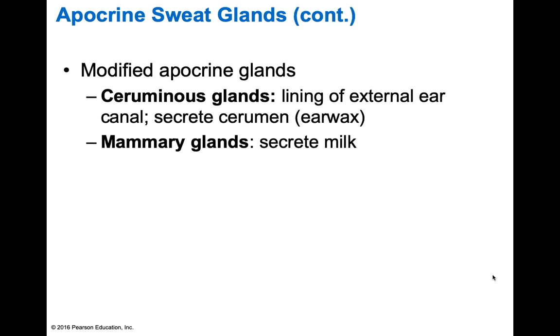We also have modified apocrine glands called ceruminous glands. These line your external ear canal, and they secrete earwax, or cerumen. You can have either a wet, liquidy earwax or a more solid, sticky earwax, and that's supposedly determined by your genetics, which is kind of cool. And then you also have mammary glands that secrete milk.